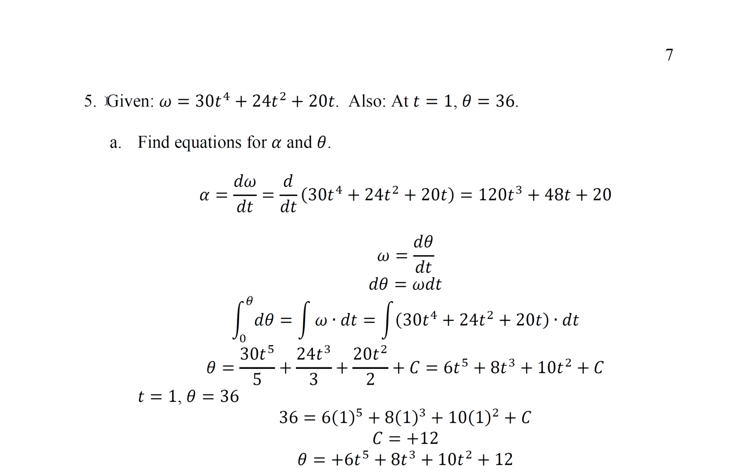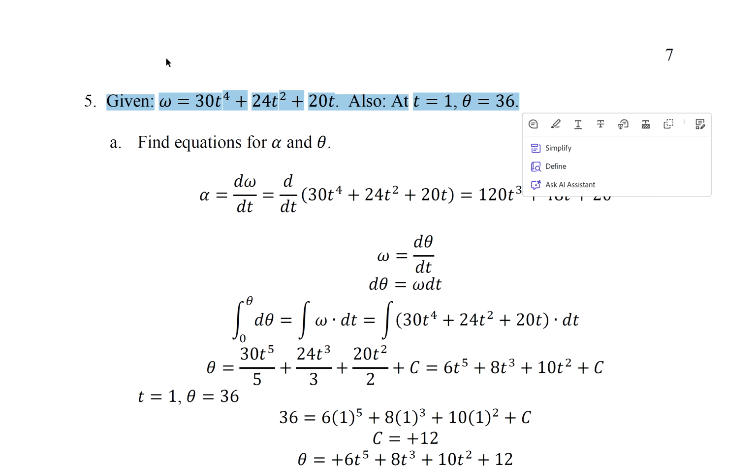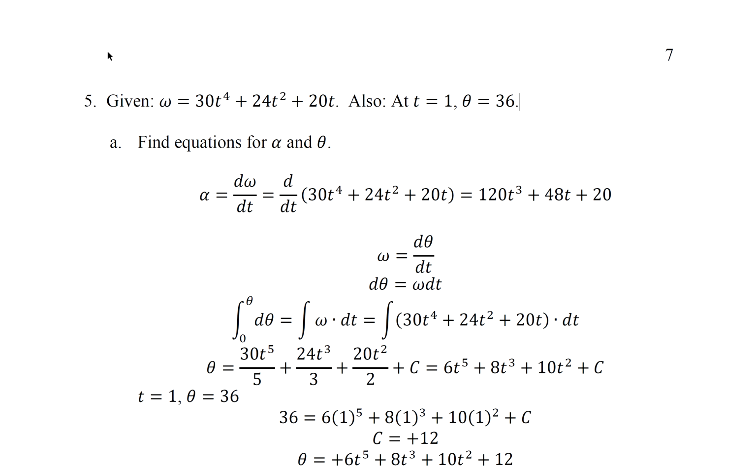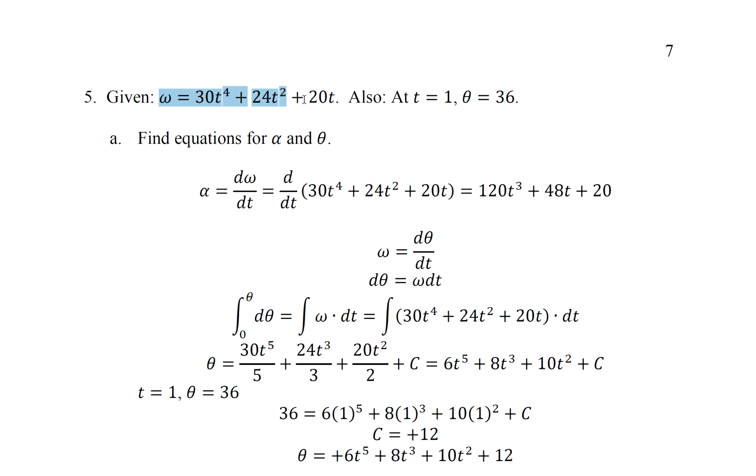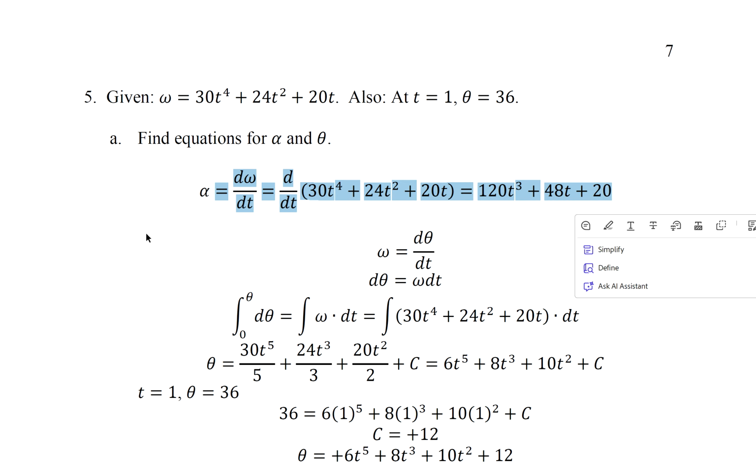Question 5. We're given this. Also, we're given this boundary condition, this initial condition. Part A, find equations for alpha and theta. So if you want alpha, we take the derivative of omega, d omega over dt, to get this.